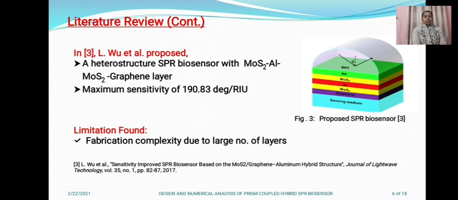In literature review 3, one proposed a heterostructured SPR biosensor with molybdenum disulfide, aluminium and graphene layer. It shows a maximum sensitivity of 190.83 degree per RIU. Limitation: the fabrication process is complex due to the large number of layers. The Kretschmann configuration can be considered to overcome the complexity.